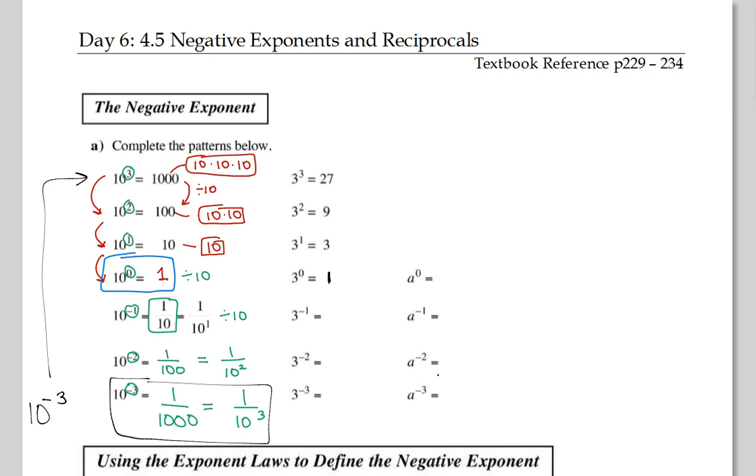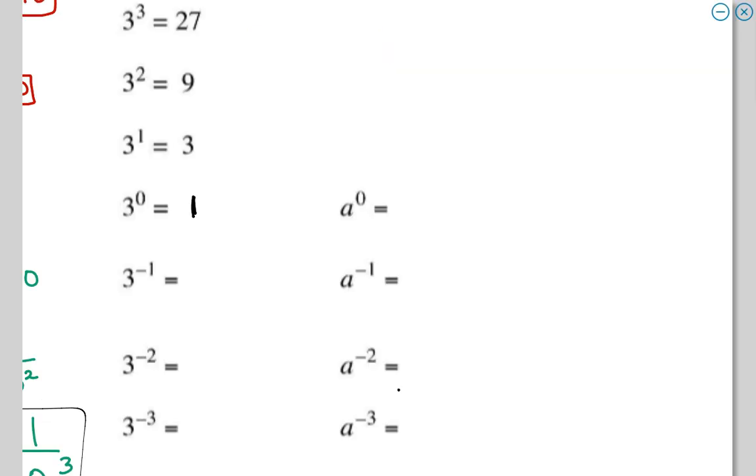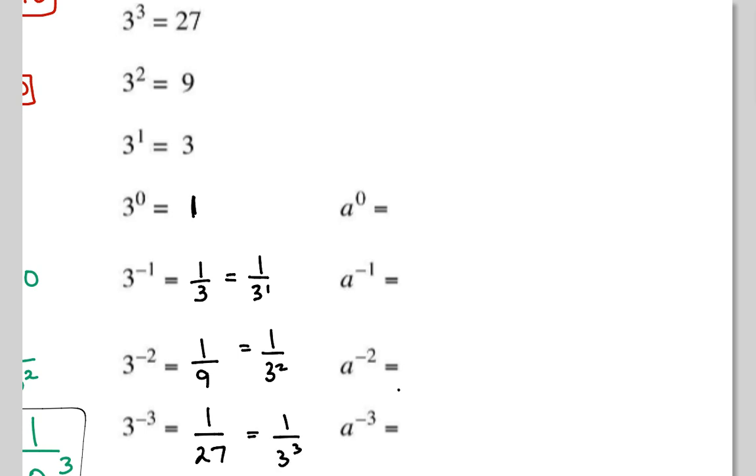Okay, here we go. Let's do this pattern. 3 cubed, 27. 3 squared, 9. 3 to the 1, 3. 3 to the 0, 1. 3 to the -1, 1/3. Don't go to the decimal, because you won't see the relationship. What's this one? 1/9. What's this one? 1/27. Which would be the same as 1 over 3 to the 1. 1 over 3 squared. 1 over 3 cubed.